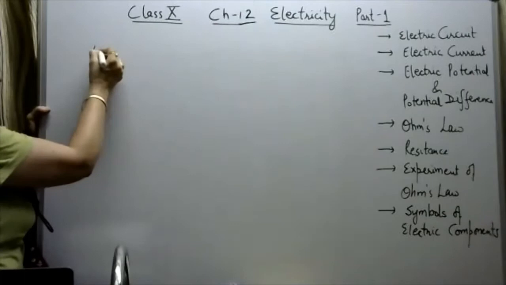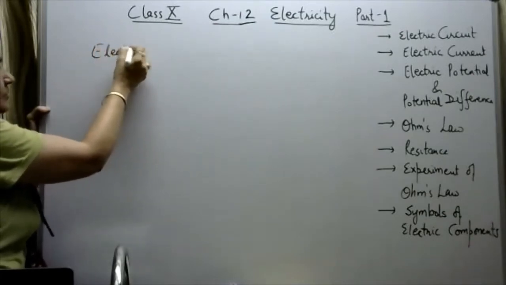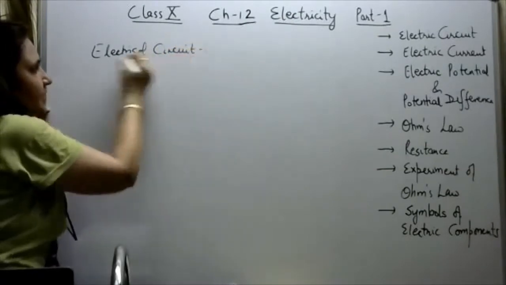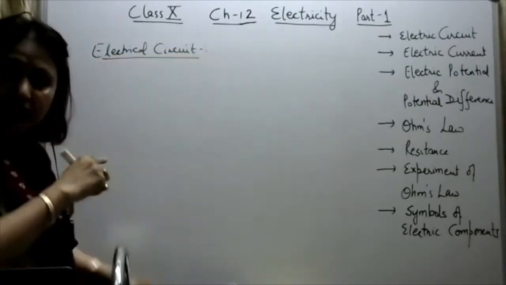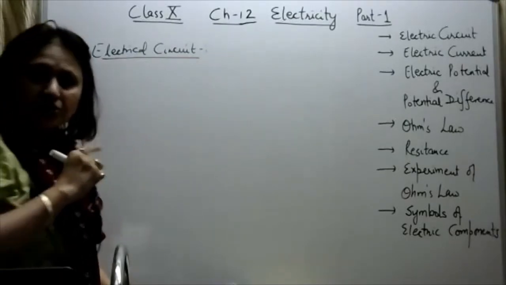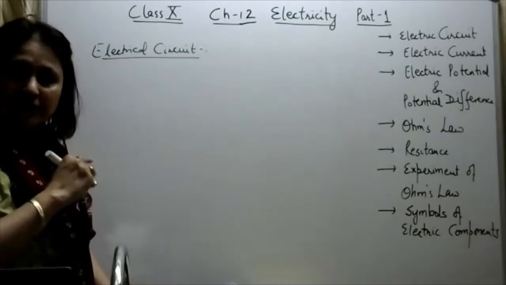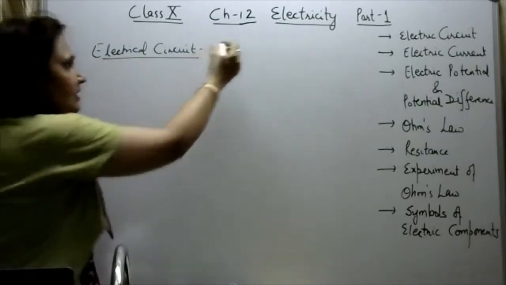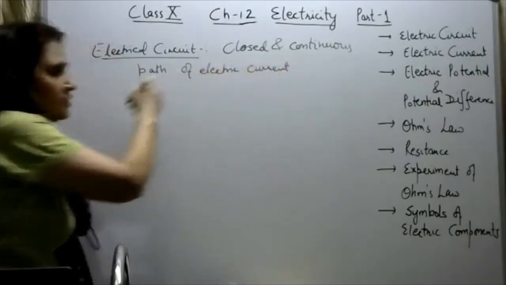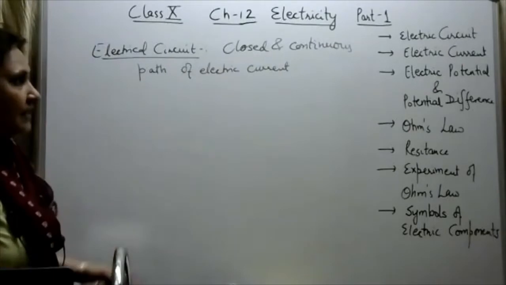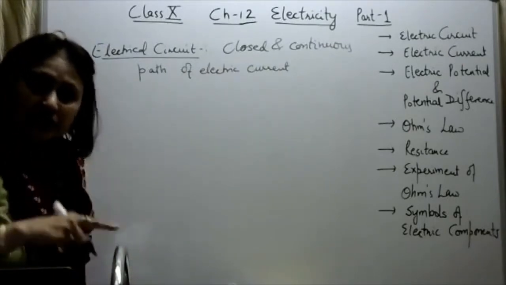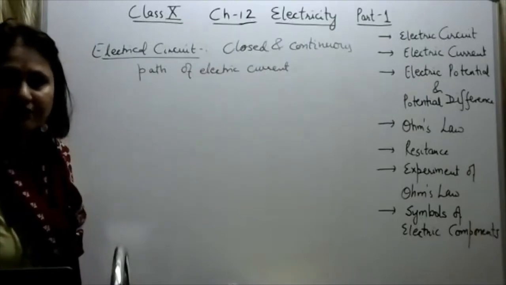The first topic is electrical circuit. An electrical circuit is a closed and continuous path of electric current. That is, it is a closed circuit in which the current is continuously flowing. So this closed and continuous path of electric current, we call it an electrical circuit. That is, the circuit is closed, and in that closed circuit, the current is continuously flowing.